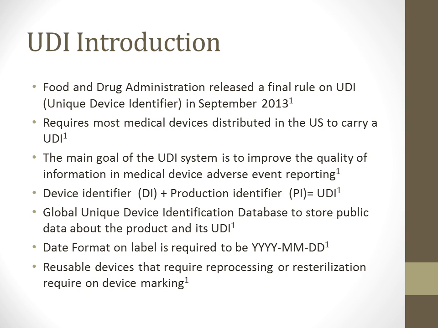The UDI consists of a device identifier and a production identifier. A device identifier is a mandatory fixed portion of the UDI, also known as the UPN or UPC, so it's like part of the barcode of your product. Production identifier is a variable number consisting of a batch or a lot or a serial number, depending on your device, and its expiration date.